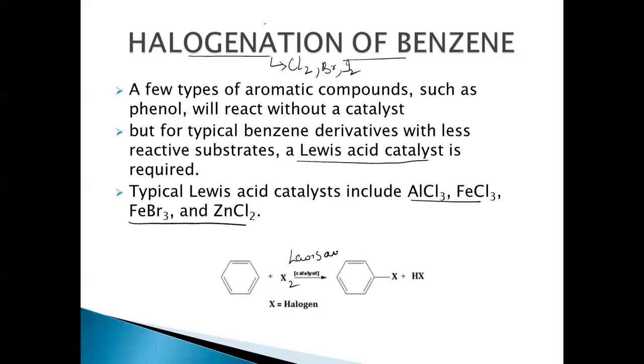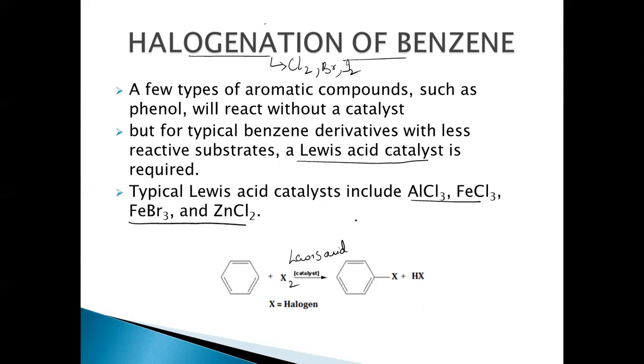So we are using a Lewis acid catalyst like AlCl3, FeCl3 or FeBr3, resulting in the formation of halobenzene and HX. So why should this Lewis acid catalyst be used in the chlorination? Yes, we should use this Lewis acid catalyst because the halogen itself is not a strong electrophile here. The halogen we are using is not sufficiently electrophilic to react with the benzene.